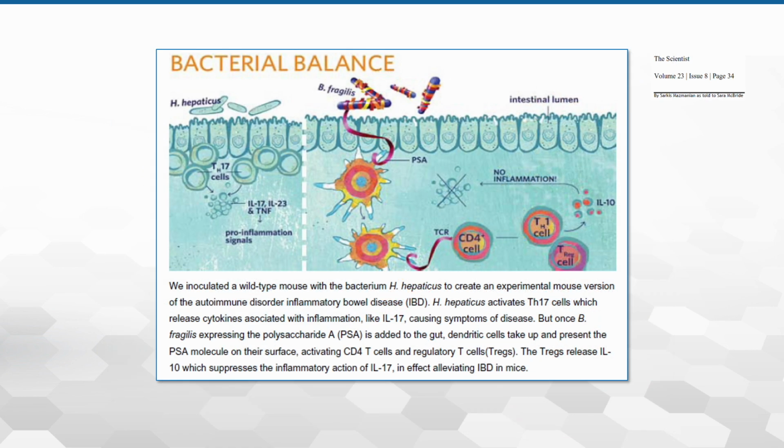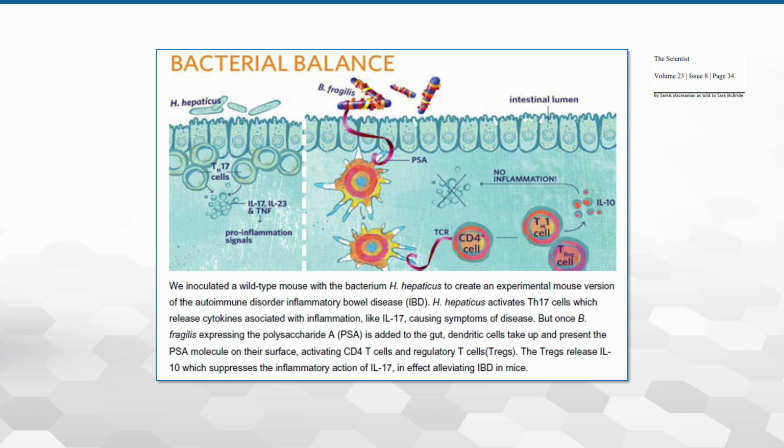An example of this that was published in Nature and then ended up in a piece in The Scientist is an interesting study where they took wild-type mouse and they introduced one bacterium into the mouse's GI microbiota, and that was H. hepaticus, or Helicobacter hepaticus, same genus, different species than the well-known potential ulcer bug, Helicobacter pylori. And they basically induced or created an experimental mouse version of the autoimmune disorder inflammatory bowel disease. By introducing one bacterium, H. hepaticus, they highly activated Th17 cells, which release cytokines associated with inflammation, such as IL-17, causing the symptoms of inflammatory bowel disease.